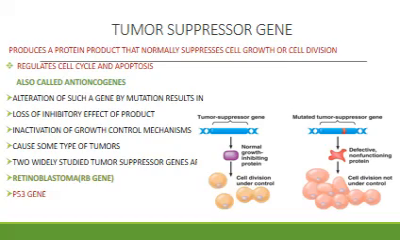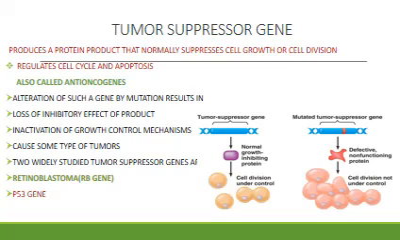So, as you can see in the diagram on the left side, what is the action of the tumor suppressor gene? It is producing a normal growth inhibiting protein which is controlling cell division. So, it regulates cell cycle and apoptosis. So, it is also called as anti-oncogenes.